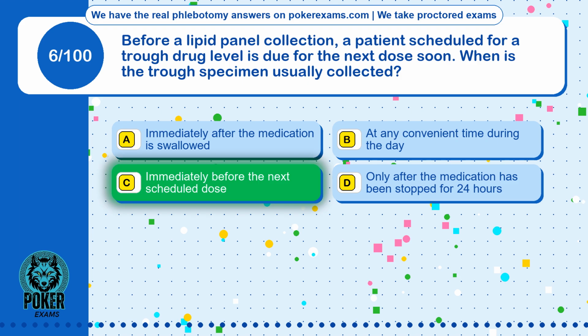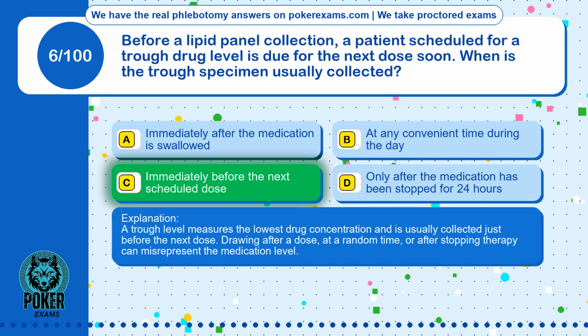The correct answer is option C, immediately before the next scheduled dose. A trough level measures the lowest drug concentration and is usually collected just before the next dose. Drawing after a dose, at a random time, or after stopping therapy can misrepresent the medication level.